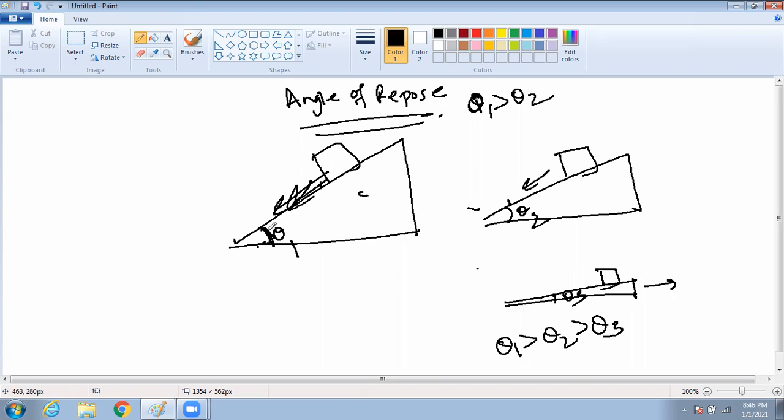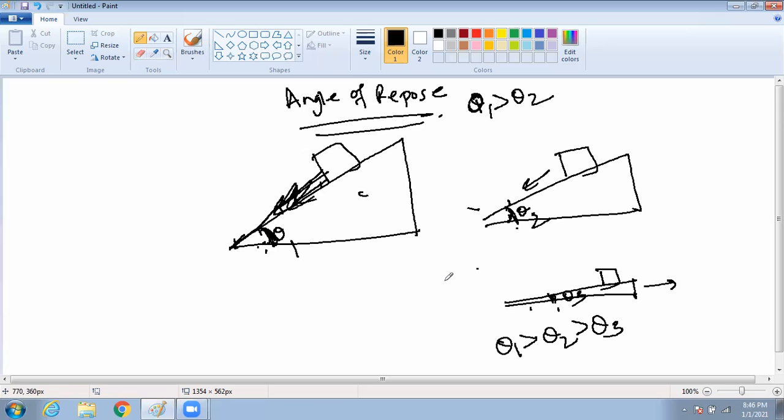So what is the maximum angle? Maybe this is the maximum angle, or maybe this is the angle. The body is not moving here till, that means you are increasing theta 3 to theta 2 to theta 1, till now it is not moving. The moment you give theta 1 a little more inclination, the body will start moving. Am I clear? So can you explain this again, sir?